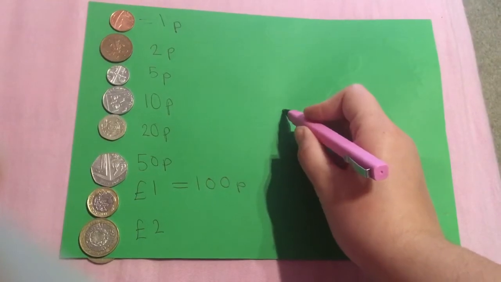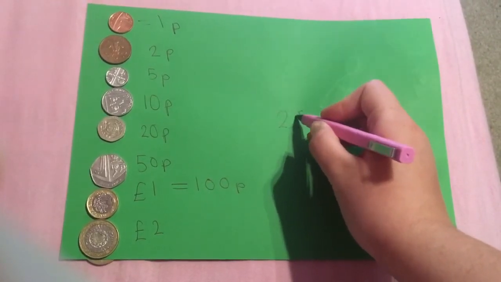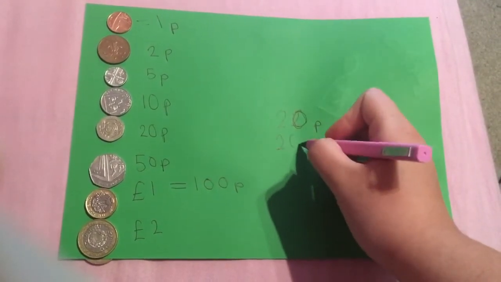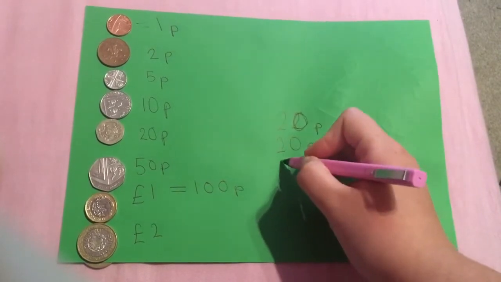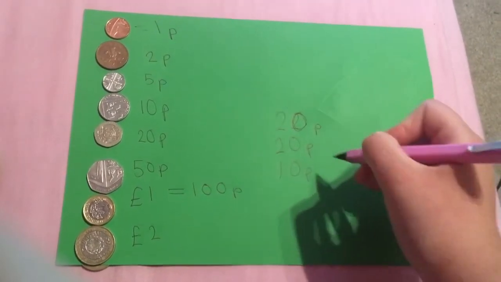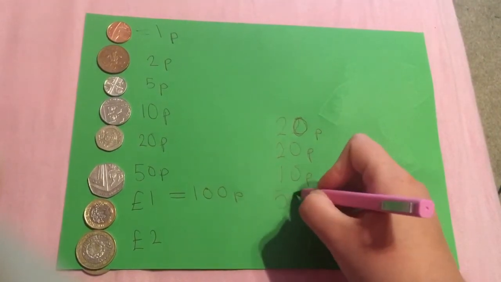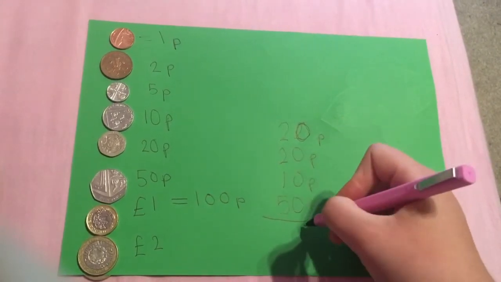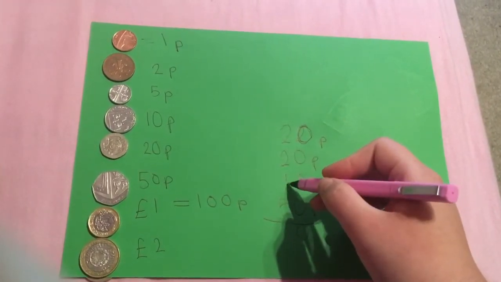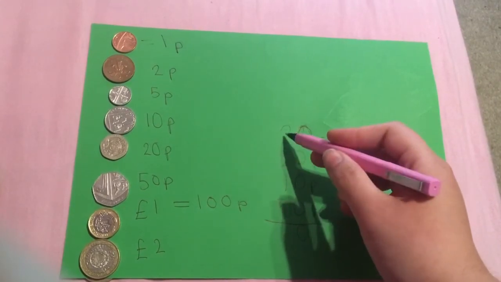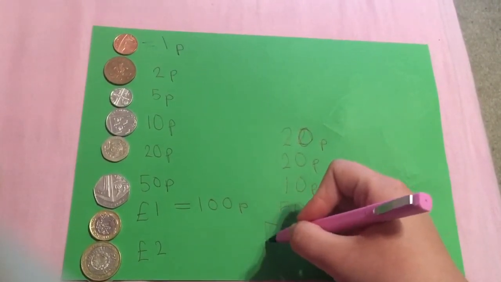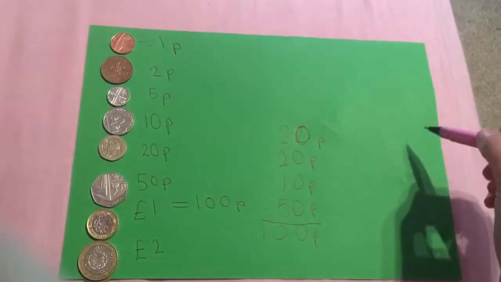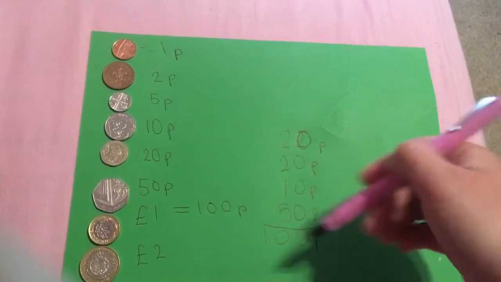So I might take 2 20p's, 20, and another 20p. And then I might also take a 10p. And then I might take a 50p, and then it's just like column addition to work out whether it's right or not. So we've got 0 here, we've got 5, 6, 7, 8, 9, 10. So I put my 1 over here and my 10, and I've made 100 pence, just like I need. So that's one way to make a pound.